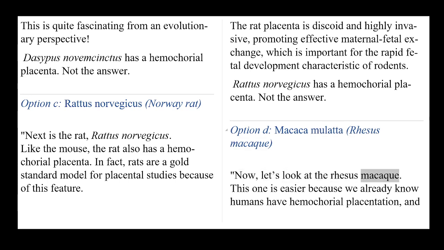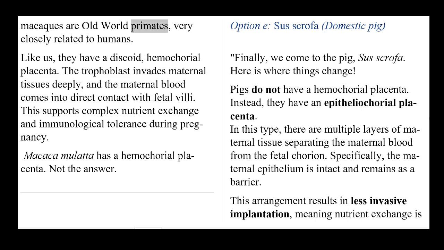Now, let's look at the rhesus macaque. This one is easier because we already know humans have hemochorial placentation, and macaques are Old World primates, very closely related to humans. Like us, they have a discoid, hemochorial placenta. The trophoblast invades maternal tissues deeply, and the maternal blood comes into direct contact with fetal villi. This supports complex nutrient exchange and immunological tolerance during pregnancy. Macaca mulata has a hemochorial placenta. Not the answer. Option E, Sus scrofa, domestic pig.